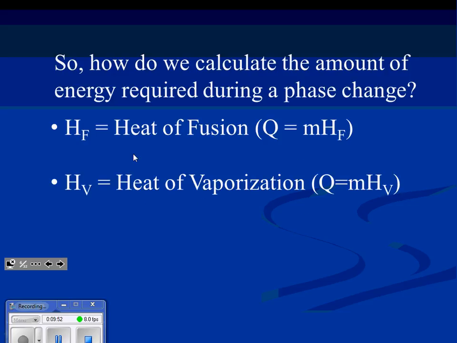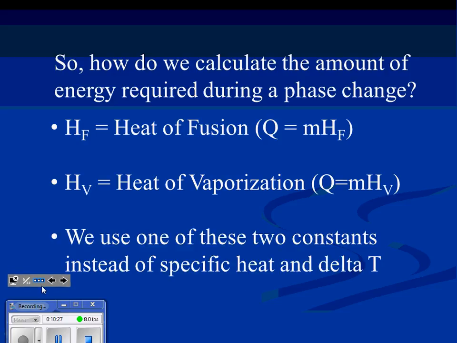So in order to determine the energy of the melting, when we have melting going on, that's the heat of fusion, we take Q is equal to the mass times the heat of fusion. When we have vaporization going on, when we have the boiling point, we have the heat of vaporization, okay? Q is equal to the mass times the heat of vaporization. So Q equals mH sub F, Q equals mH sub V. We use these two constants instead of a specific heat and the delta T.